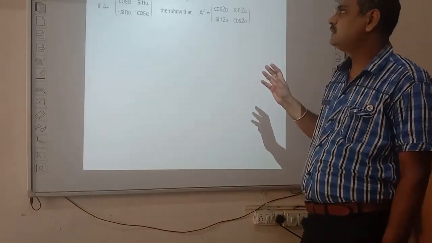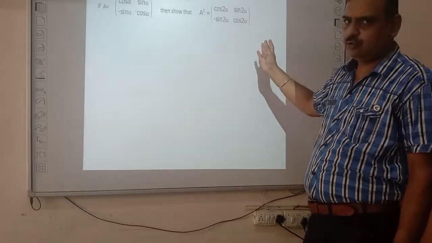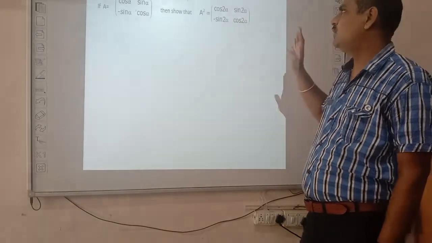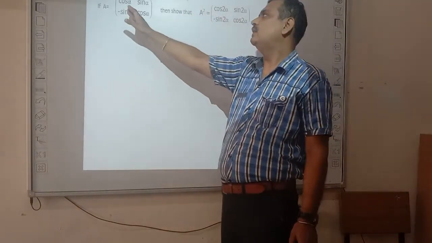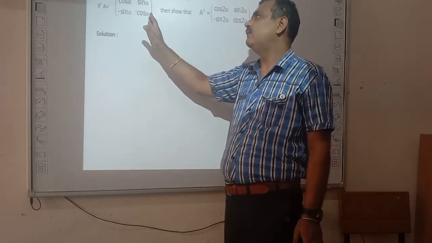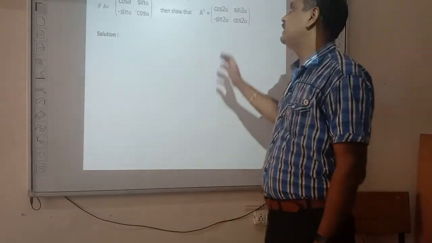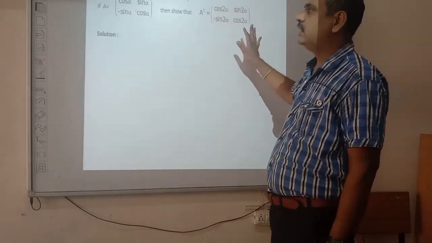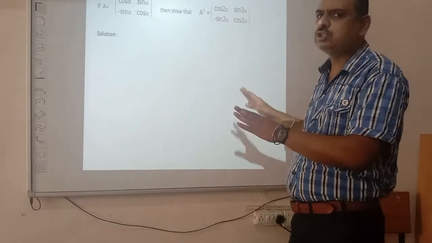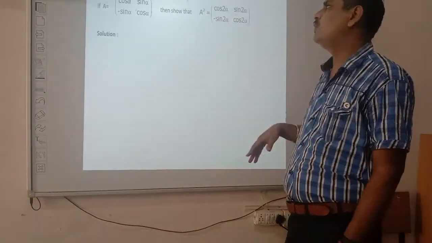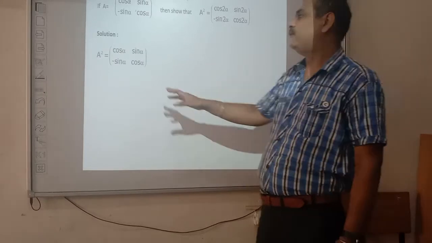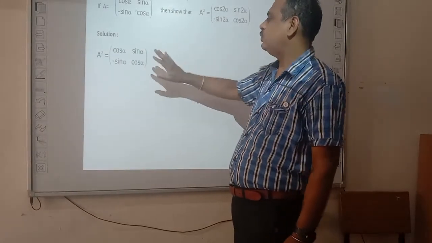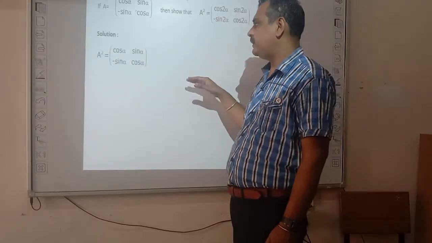Example 6. Now you have to do this question; this is your homework. This is A equals cos alpha, sin alpha, minus sin alpha, cos alpha, and you have to show A square. I am showing you the solution and I am also explaining it to you. If we have to find A square, move on, please.